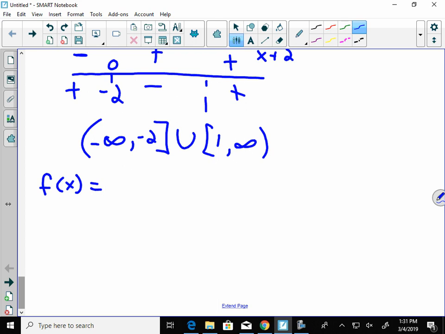All right, we'll do one more, then I'll give you guys some work on here. Are you going to do range at all? We'll do range tomorrow. I'll do domain today. Domain. What is the domain of 1 over the square root of x squared minus 4?